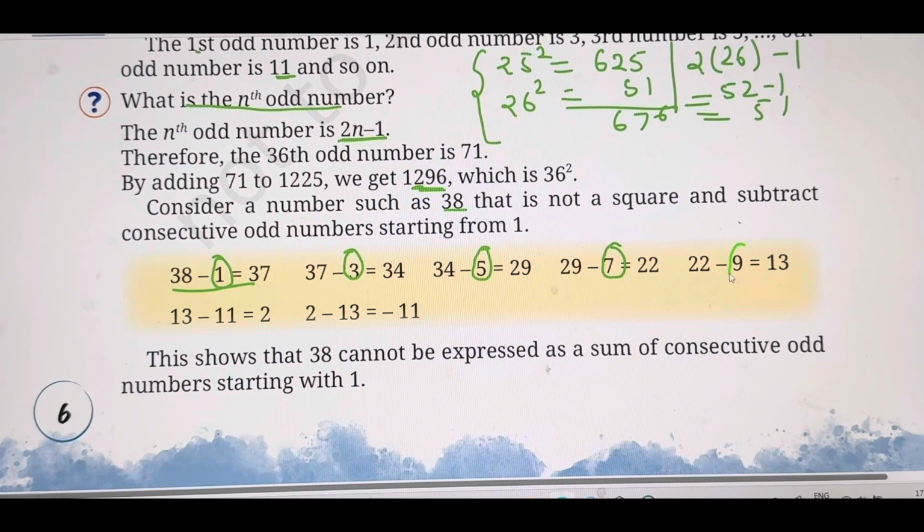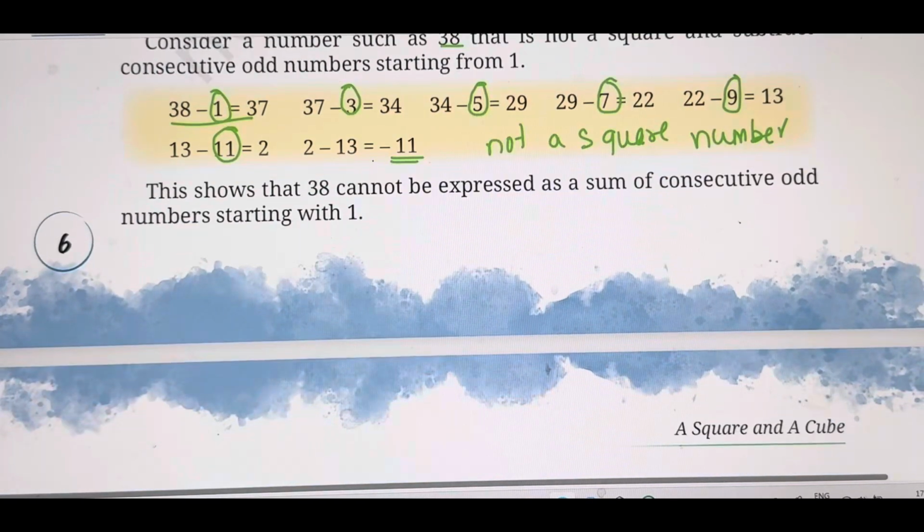And subtract 9, so you get 13. Subtract 11, so you get 2. Subtract 13, minus 1. So you are not getting 0. So it's not a square number, right? It is a very small number, so we already know that 38 is not a square number. But this is a technique to find out whether it's a square number or not. So this shows that 38 cannot be expressed as a sum of consecutive odd numbers starting with 1.